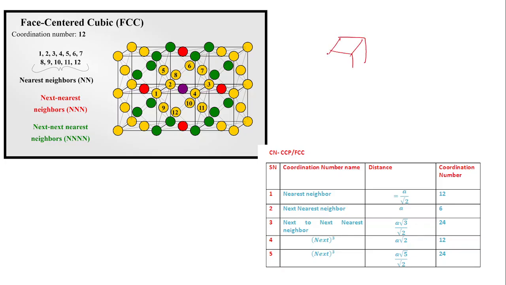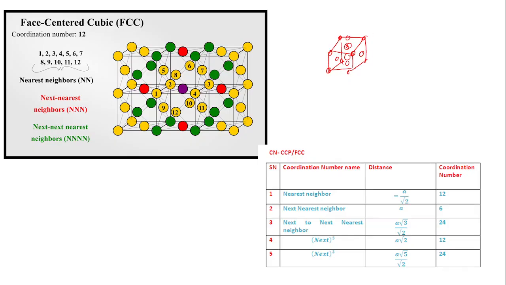When we have a 3D unit cell, right? At the corners we have atoms, and then at the faces of this box or this unit cell we also have atoms, and that kind of structure is called a face centered cubic structure.